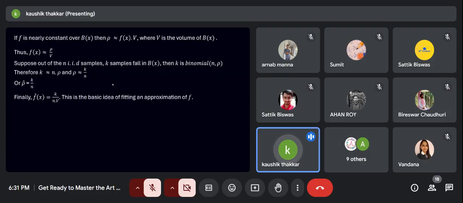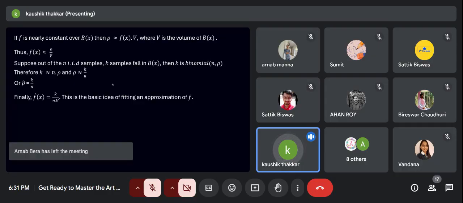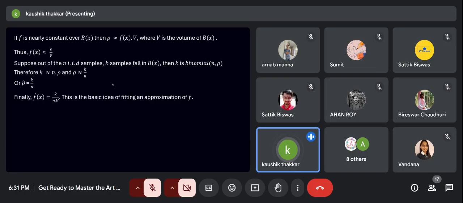And by doing this, finally you will get an estimate of the density function at the point x, that is k upon n times v. This is the basic idea of fitting an approximation of f in a non-parametric method of estimation, where k is the number of points in the region Bx that is centered around x, and v is the volume of that region, and n is the total number of training points that you have, right?